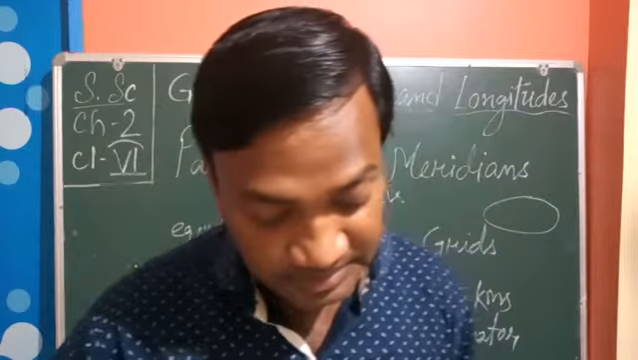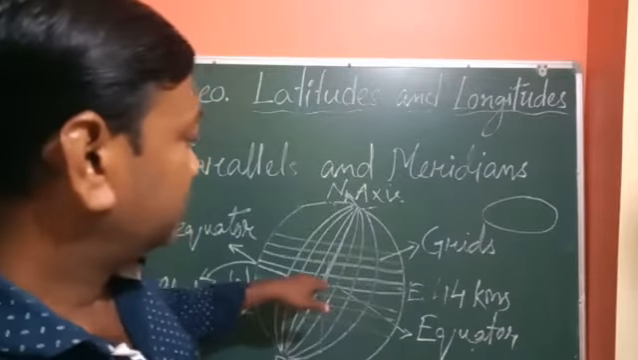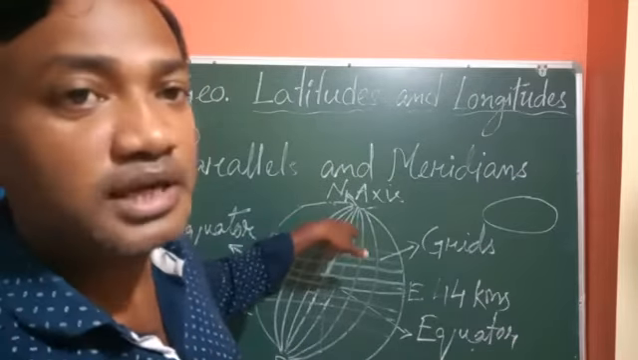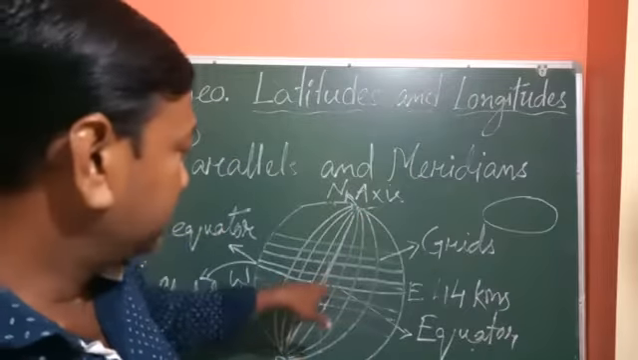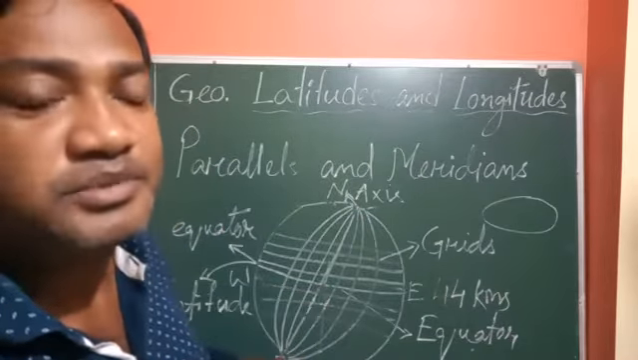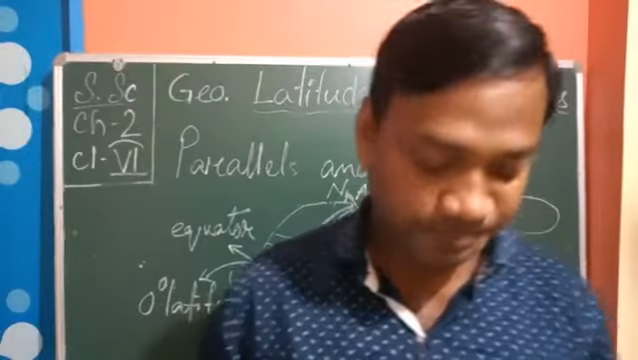Thus it is written as 90 degree N. If we see the north side, the northern hemisphere, then it is called 90 degree N. And if we go downward, that means in the southern hemisphere, it is called 90 degree south.